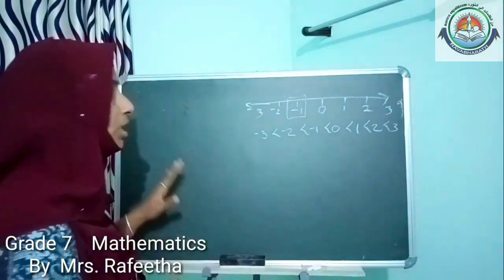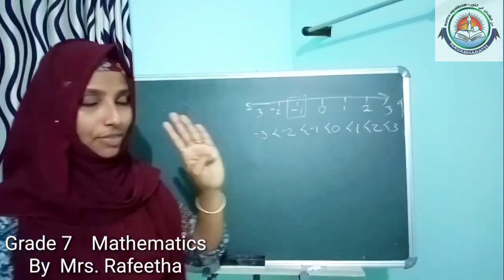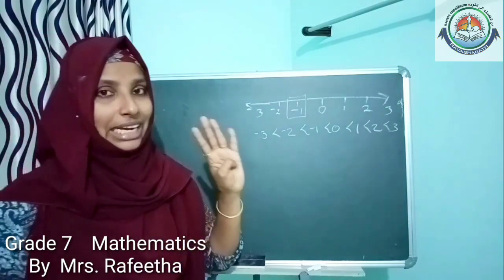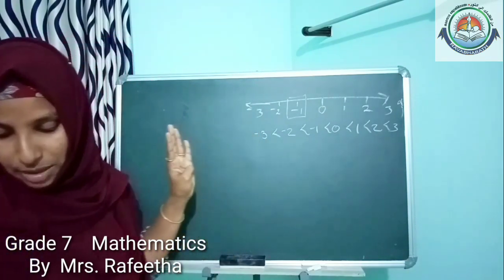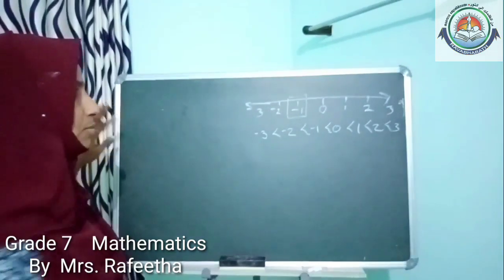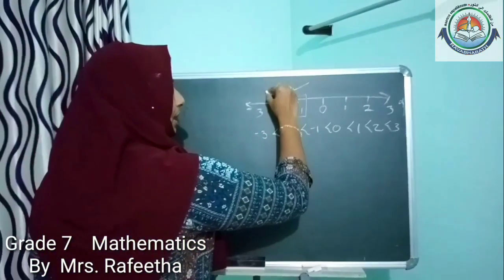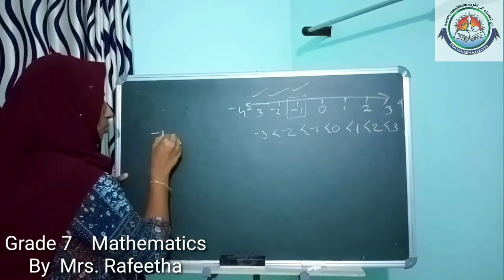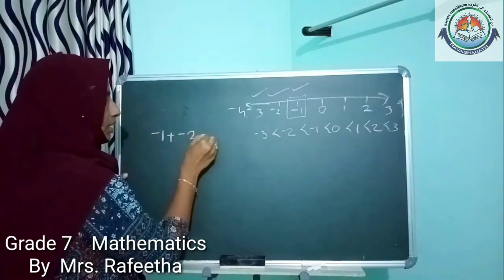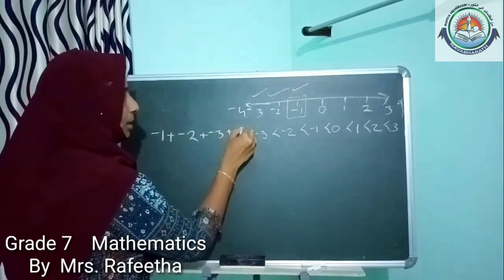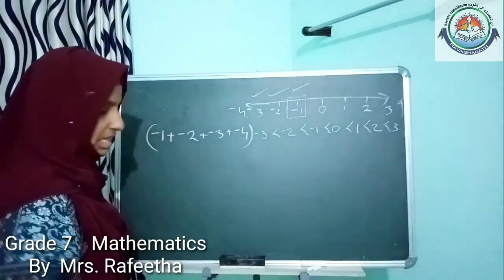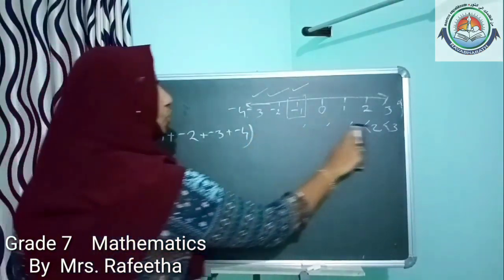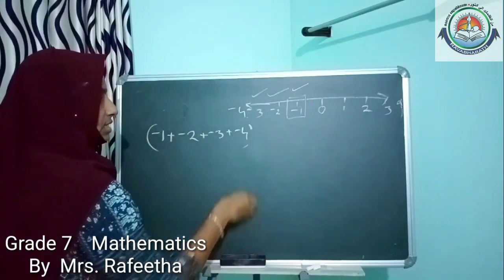Okay. So, the sum of first 4 negative integers means first is this, then this, then minus 3, minus 4 also. So, the sum of minus 1 plus minus 2 plus minus 3 plus minus 4. This is the sum of first 4 negative integers.